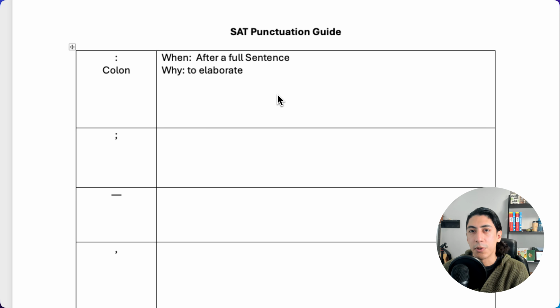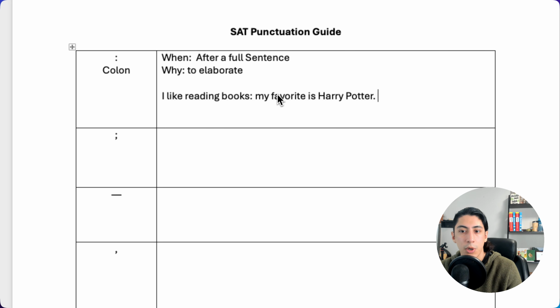Oftentimes people elaborate with lists, so that's where that sort of idea comes from, that you need to add a list. But let's just take a look at some examples. Here's the most basic one. You can have something like, I like reading books: my favorite is Harry Potter. This is elaborating on one of your favorite books.